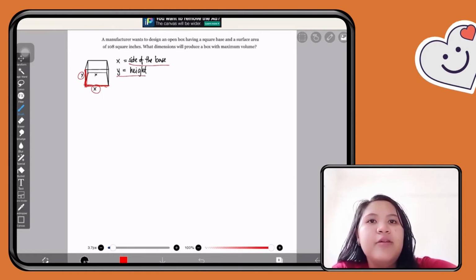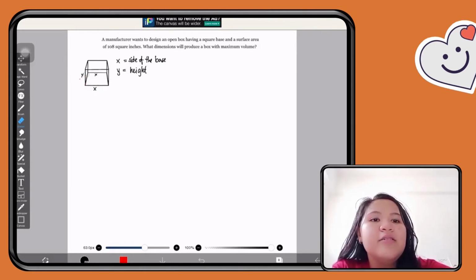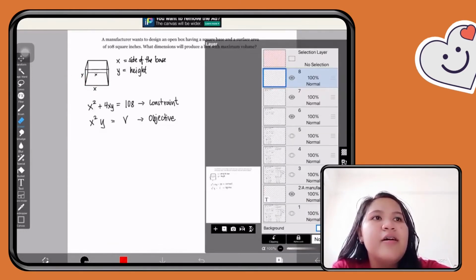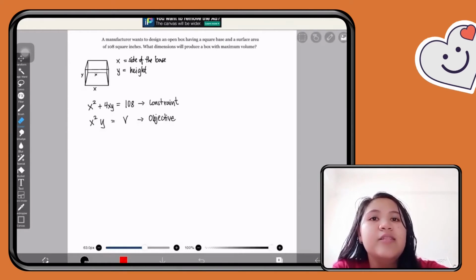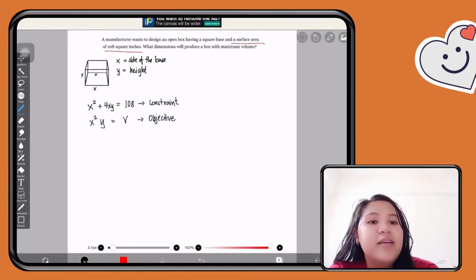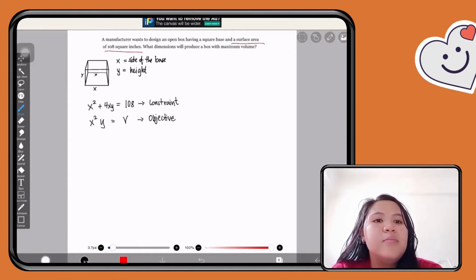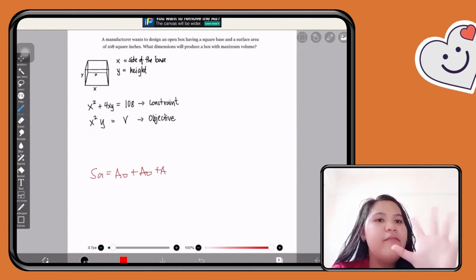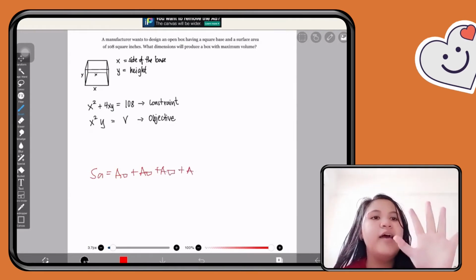Of course, we go ahead and check the given to identify our constraint function. We have a surface area of 108 square inches. So what will be the formula to make up 108 square inches? To get the surface area, we have to add the areas of all the faces. Since the top is open, we don't need to add that. And we have 5 sides.